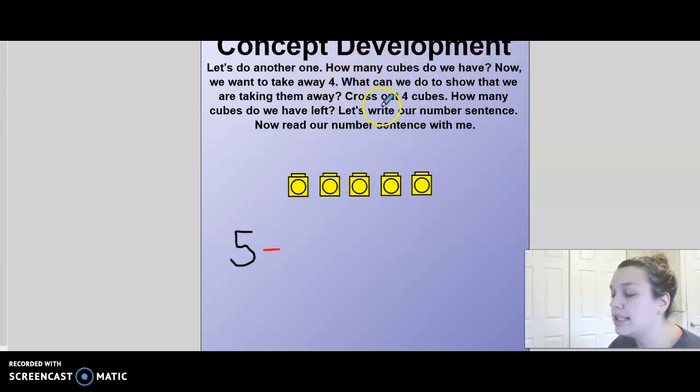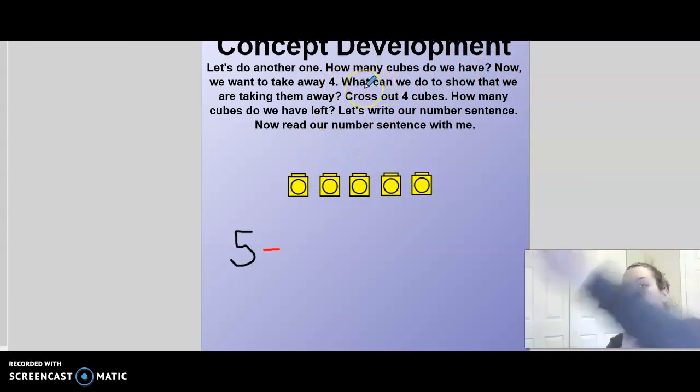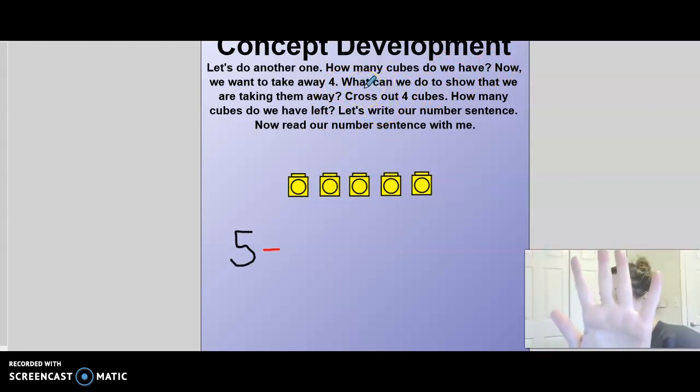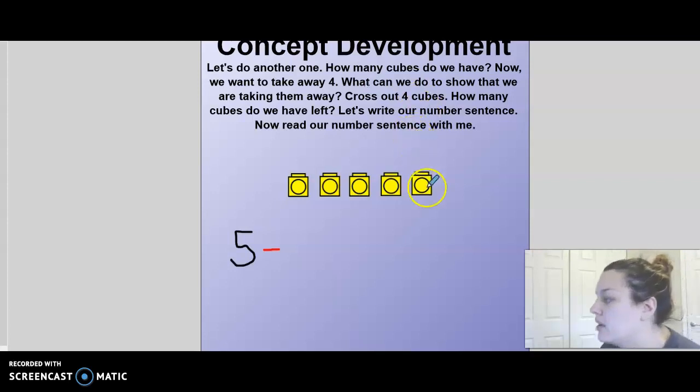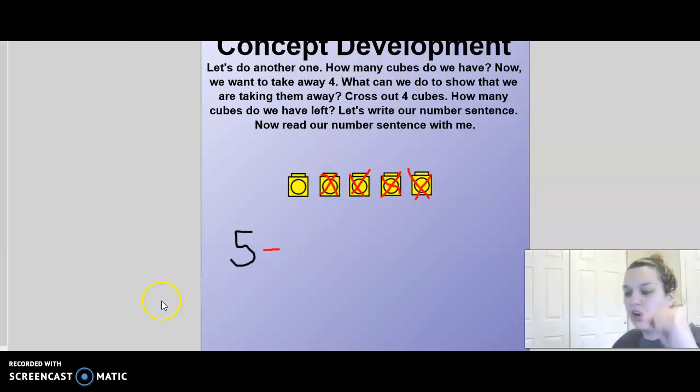And then it says, let's keep reading. We're going to take away 4. So we started with 5. And now we're going to take away 4. So 1, 2, 3, 4. Okay, let's cross them out here. 1, 2, 3, 4. So we had our whole. How many did we take away?